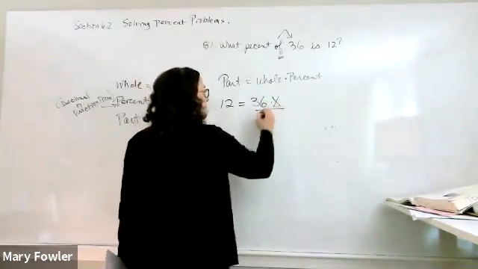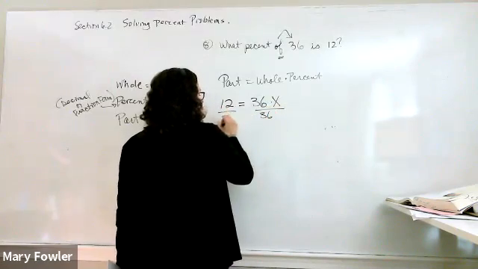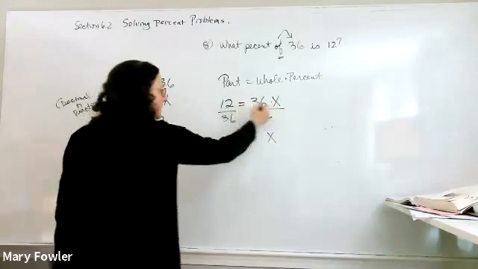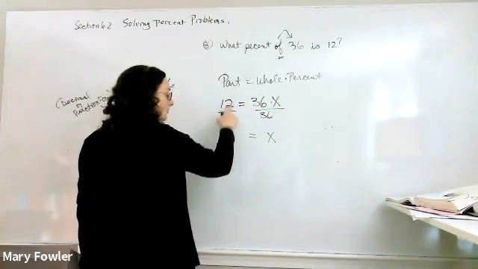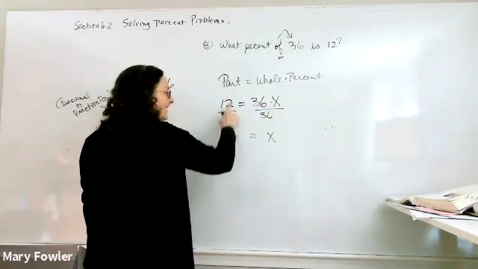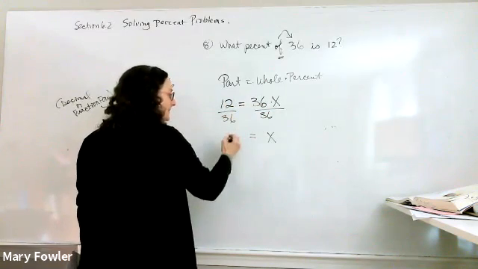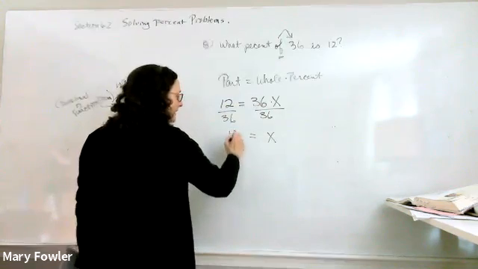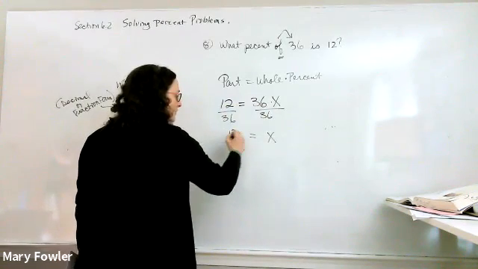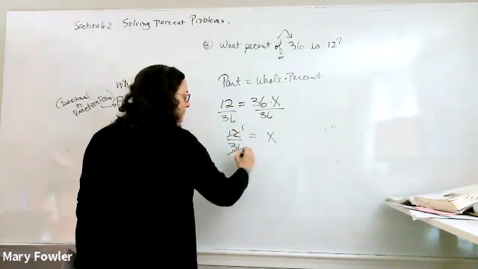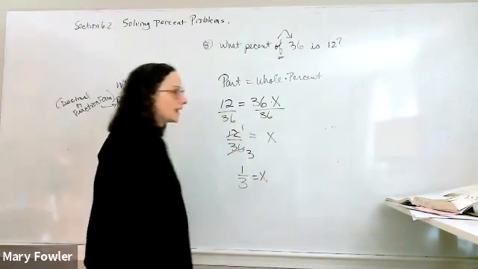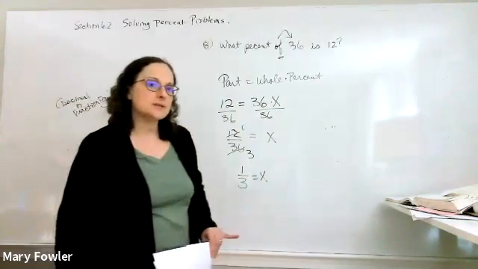We're going to divide both sides by 36. And we get X on the right-hand side, the 36's cancel. And then on this side, 12 over 36. And we can simplify that because 12 goes into 12 one time and 12 goes into 36 3 times. So 1/3 equals X.